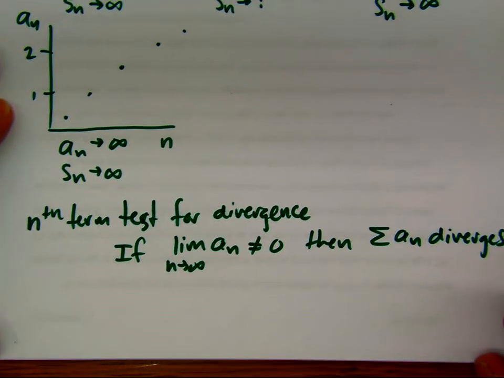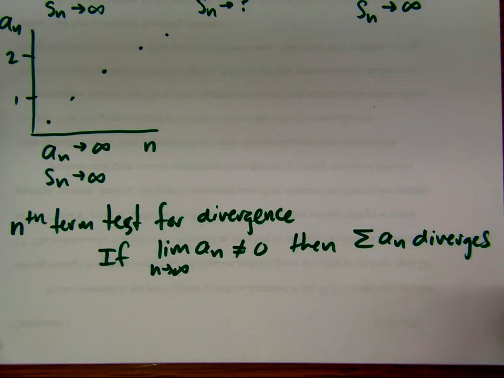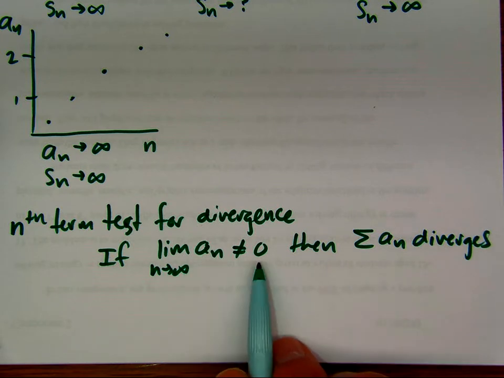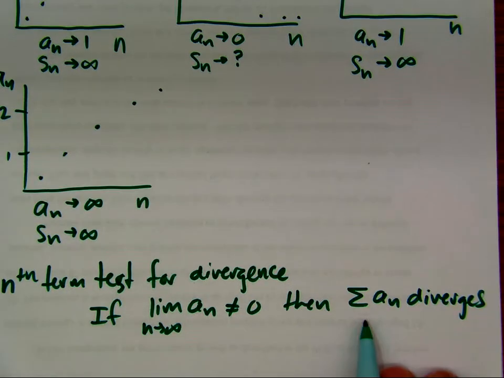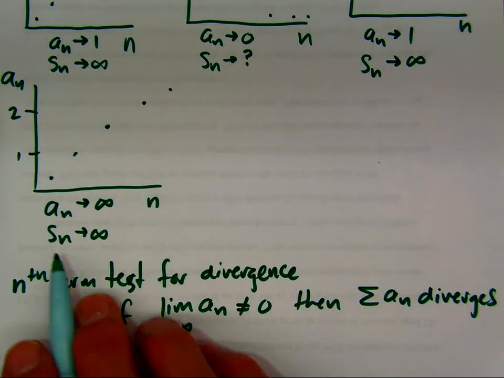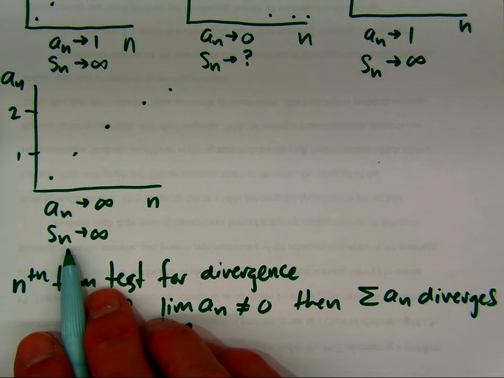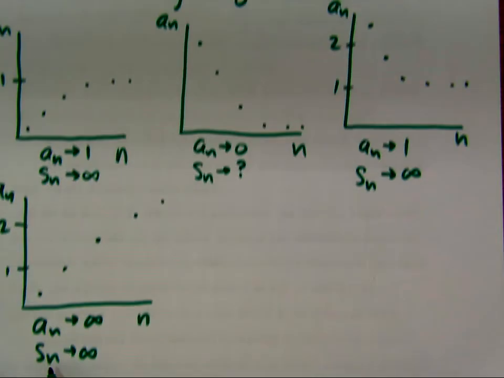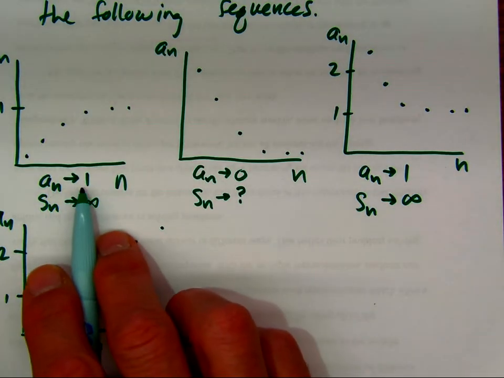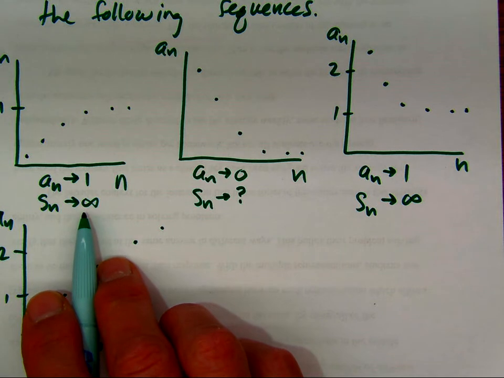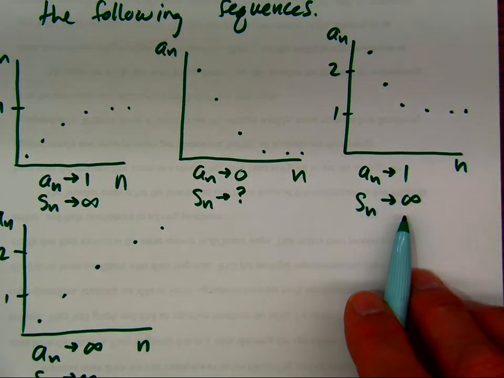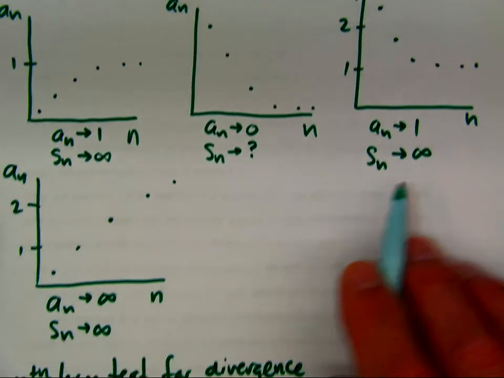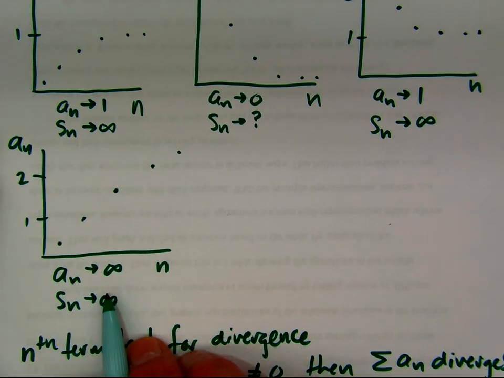And that's what we saw in the graphs. If the limit is not 0, then the series diverges. And I wrote a sigma notation, adding up the terms of a sequence. You could also write the sequence of partial sums. And we saw that here. The sequence does not go to 0, and the series must diverge. The sequence does not go to 0, the series diverges. The sequence does not go to 0, the series diverges.